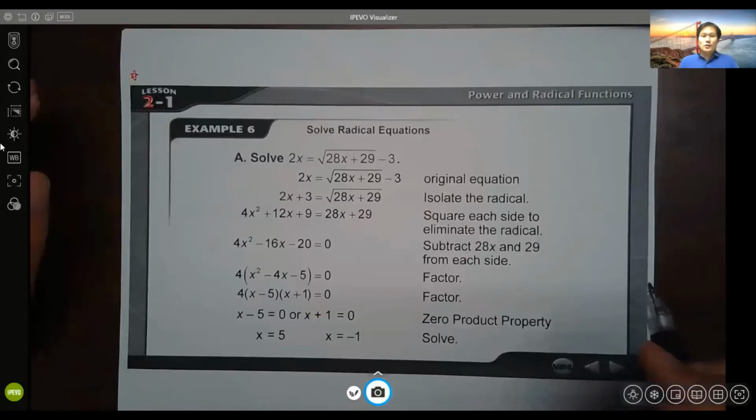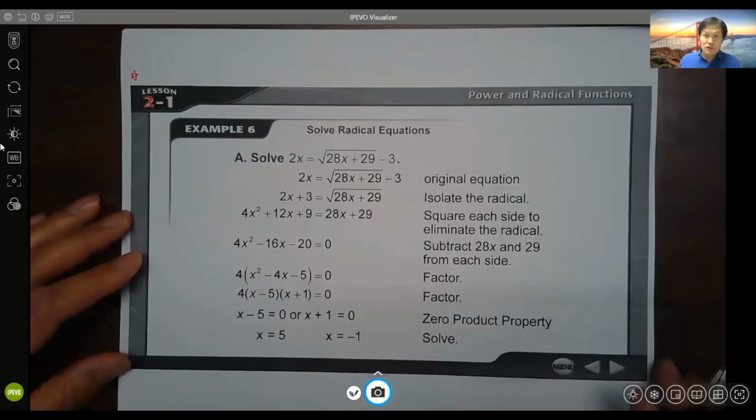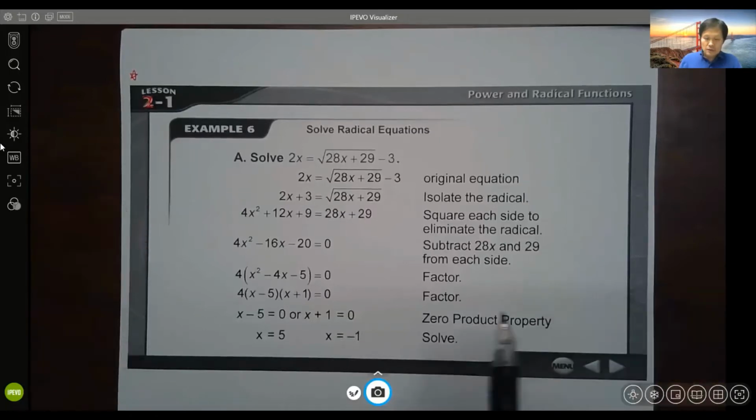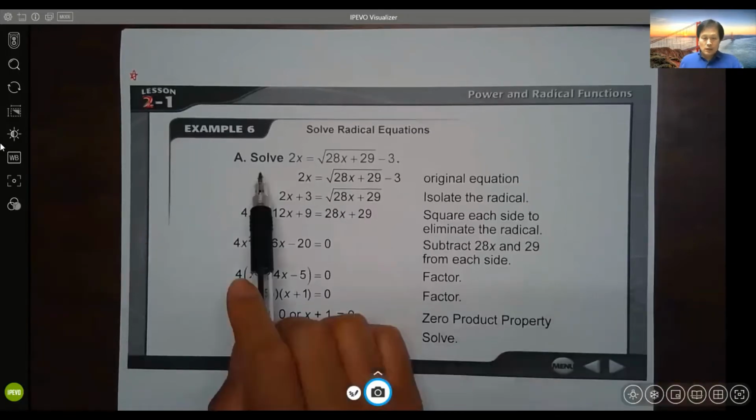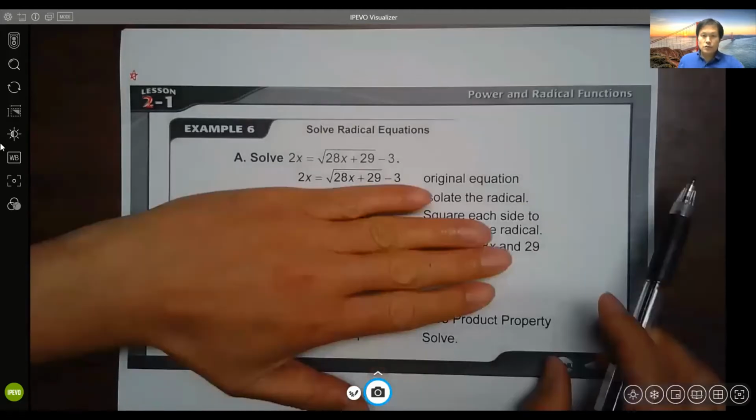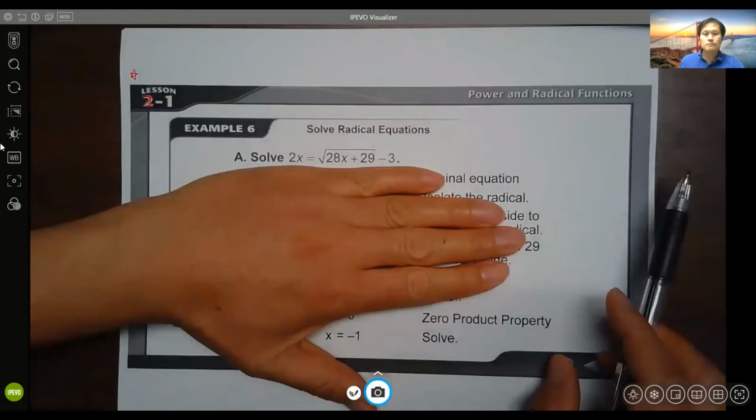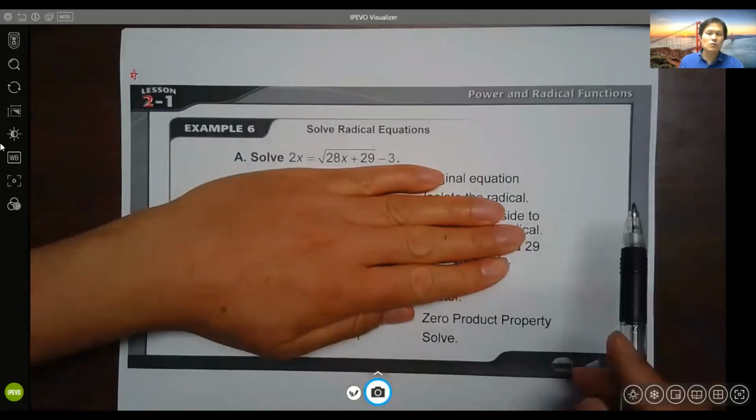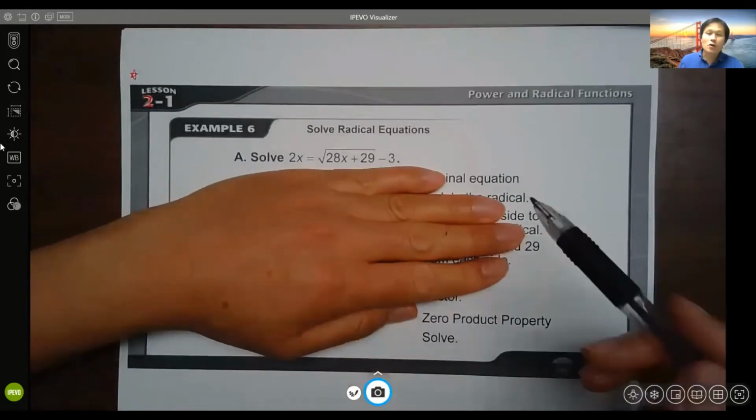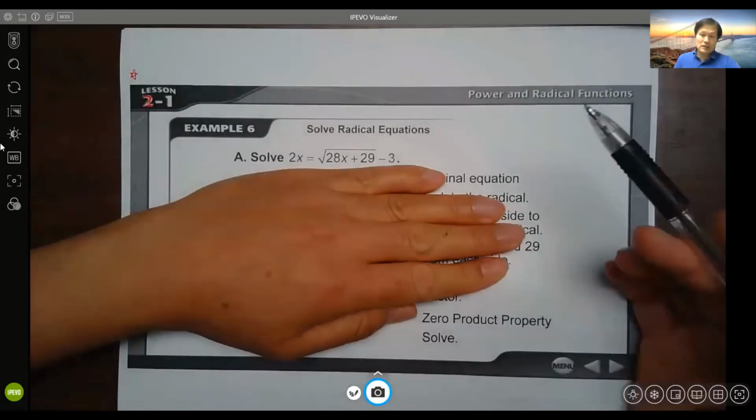Okay, continuing. 2-1, Example 6. Solve this. Okay, this question is considered not that difficult. You might say, well, it looks difficult. Well, comparatively, it's not that bad.